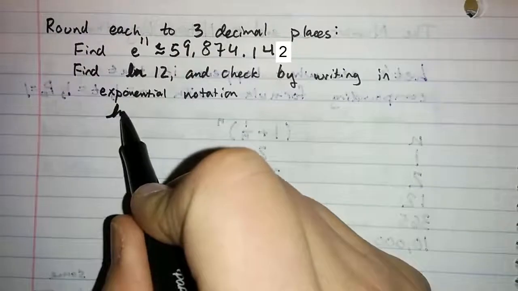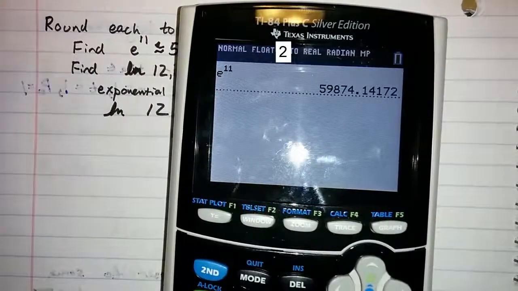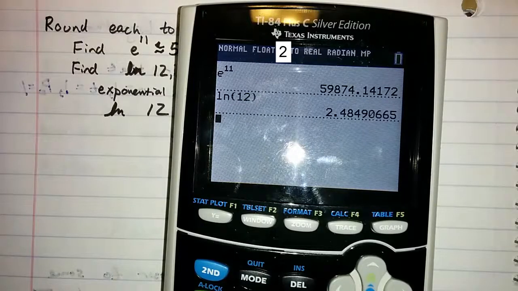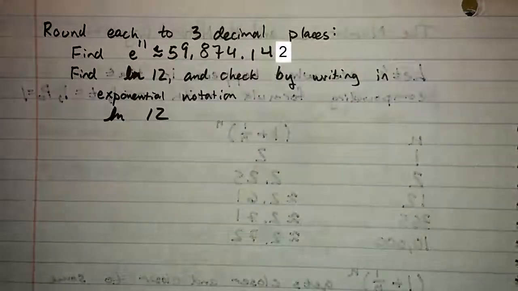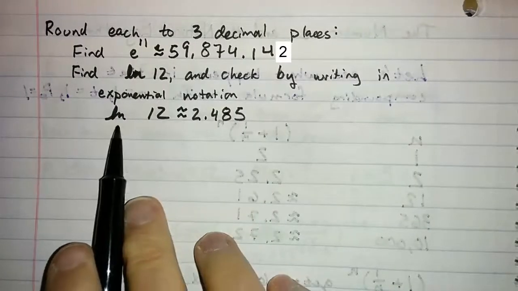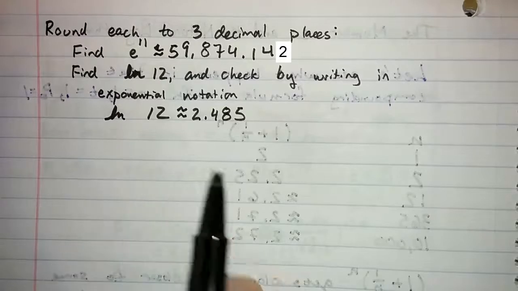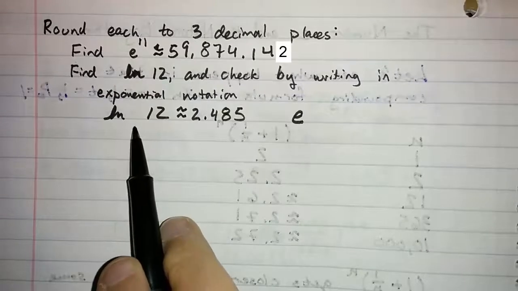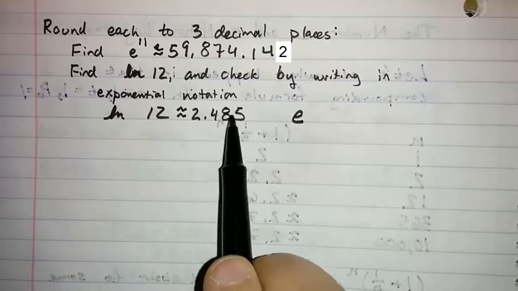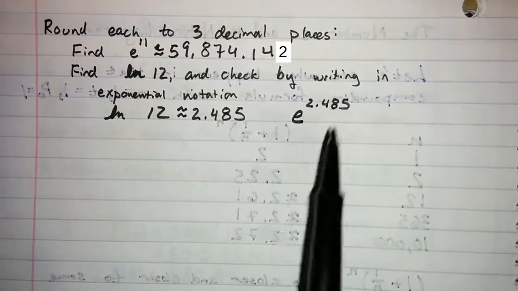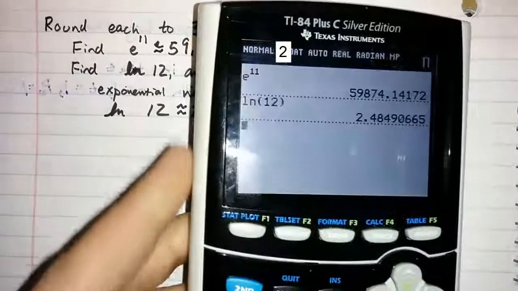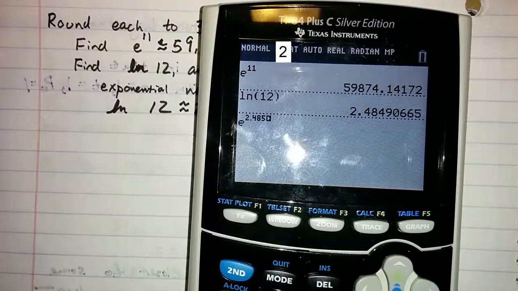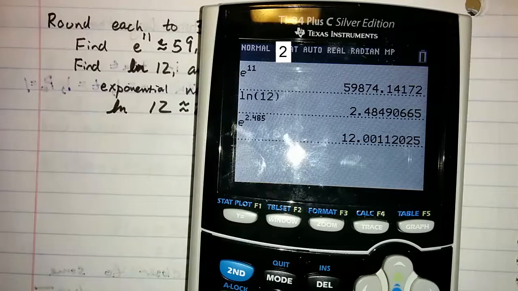ln 12, putting that into the calculator, I hit ln and type in 12. That's about 2.485. And to check that, remember the ln is the log base e. So we can rewrite that as the base stays the same. 2.485 is the result of the log, so it becomes the exponent. e to the 2.485. That's pretty close to 12.